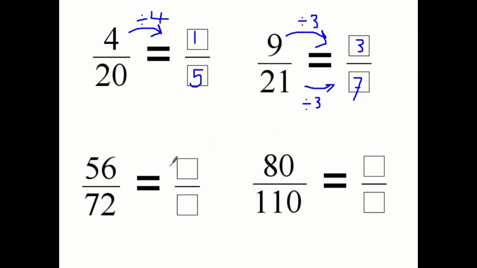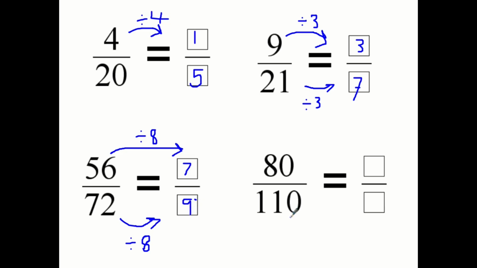56 and 72, so getting into some big numbers now, but this is where knowing your times tables really helps, so do try and commit those to memory if you can. 56 and 72, I can identify that they are both in the 8 times table, so 8 is the highest common factor here. If I divide 56 by 8, I get 7. And if I divide 72 by 8, I get 9.